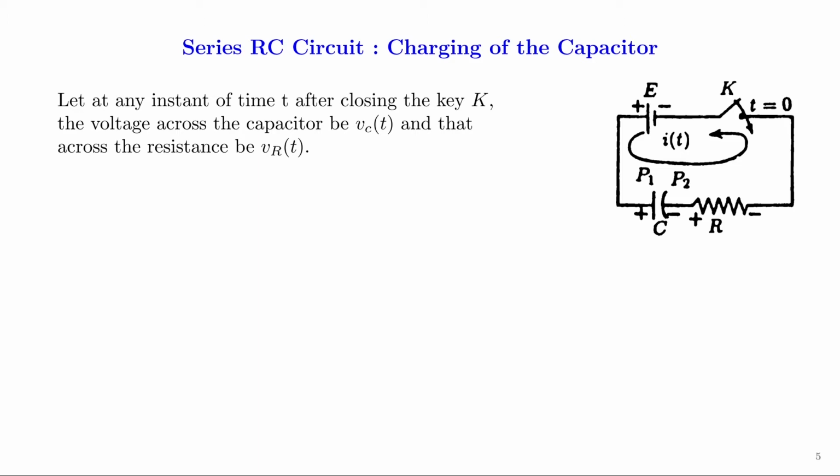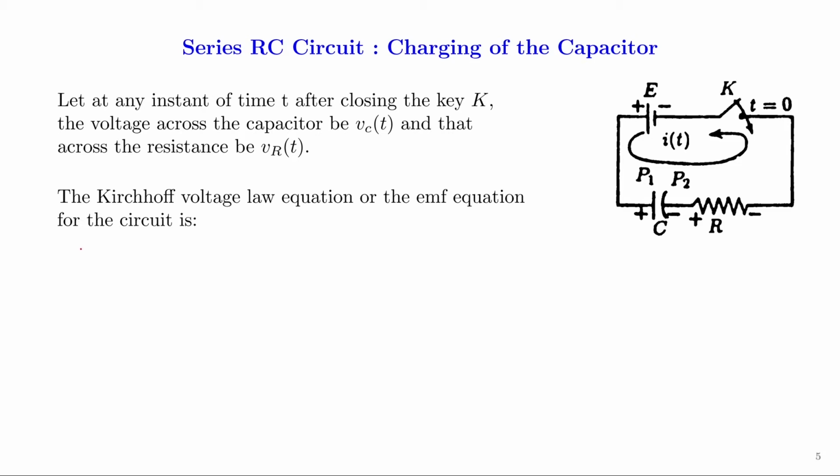We shall now do the analysis of the circuit. Let, at any instant of time t, after closing the key K, the voltage across the capacitor be V_C(t) and that across the resistance be V_R(t). To formulate the differential equation for this circuit, we use the Kirchhoff's voltage law equation or the EMF equation. When we write the Kirchhoff's voltage law for this circuit, this will be V_C(t) plus V_R(t) equal to E.